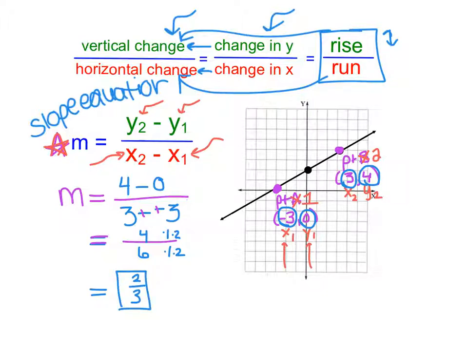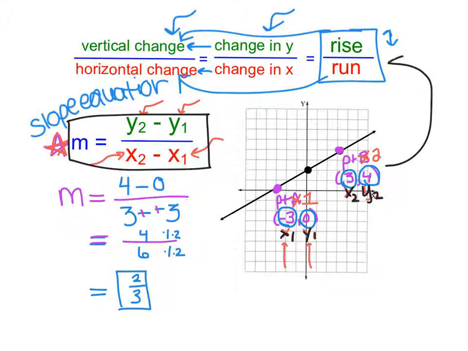So when we see this big slope equation up here, that's all we do. We have 2 points. We need to have 2 points to find the slope of a line. We label x of point 1, y of point 1, x of point 2, y of point 2, and if we plug those points into the slope equation, that will help us find our slope, which is our rise over run, change in y over change in x, or vertical change over horizontal change.